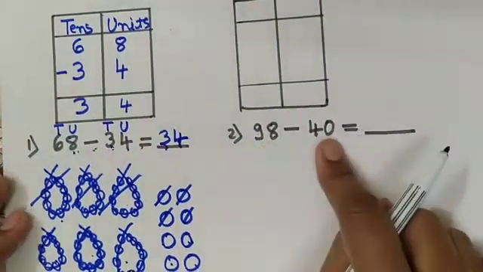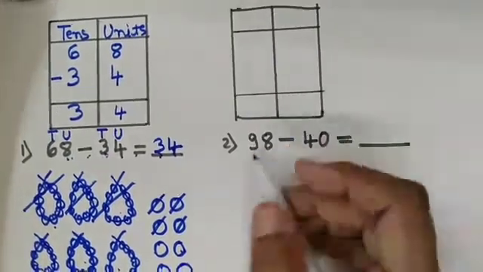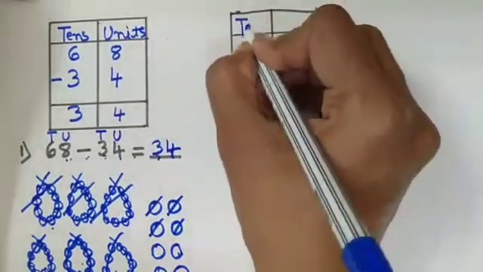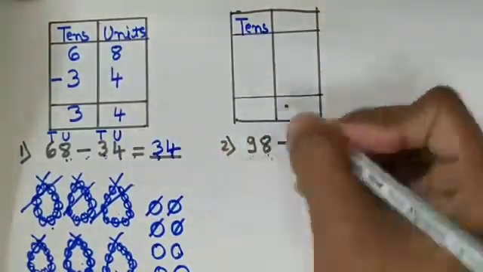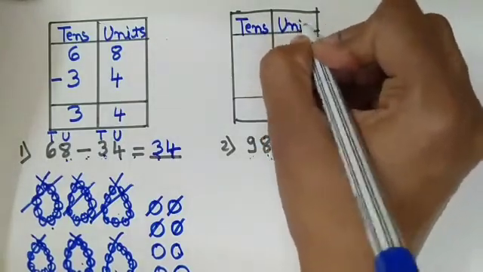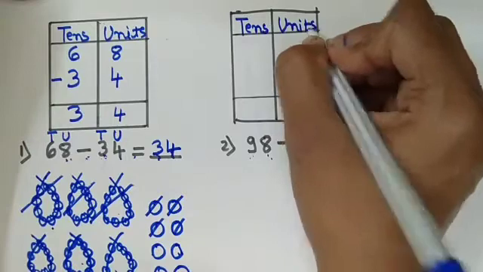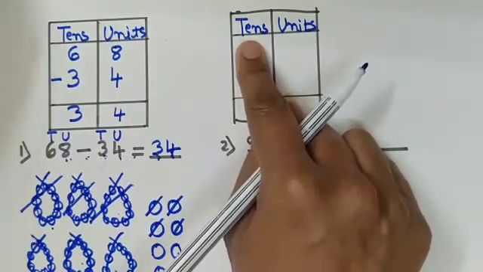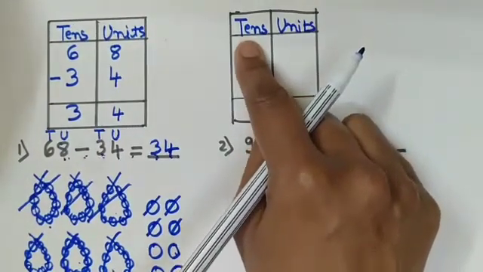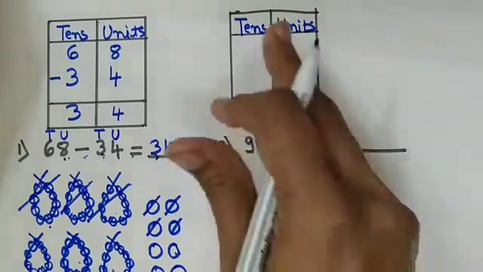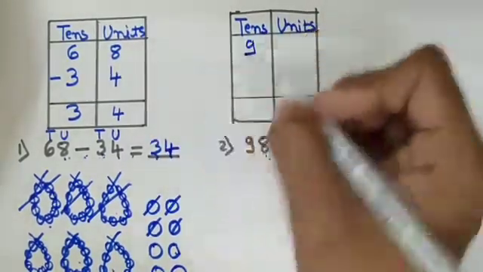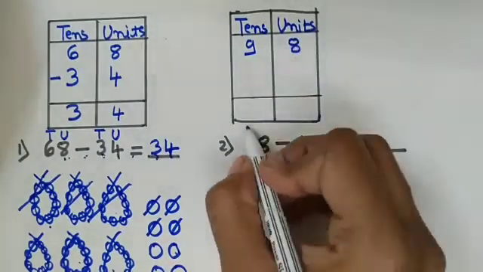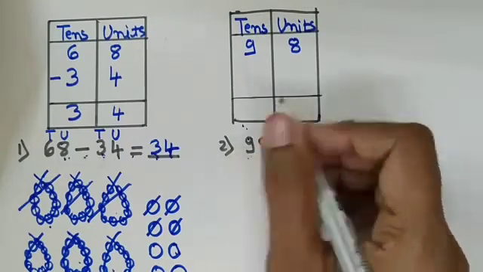Now here we have one more question. 98 minus 40. First we will write it in columns. Here also we have a 2-digit number, so we need 2 columns for units and tens. On the right side we write the unit column and on the left side we write the tens column. Now put the numbers in the proper columns. In 98 we have 9 tens and 8 units.